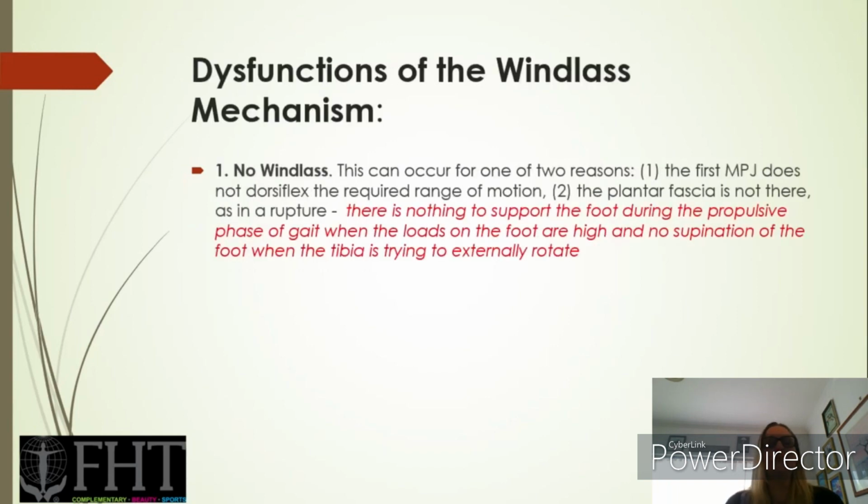So I'm going to talk about some of the dysfunctions of the windlass mechanism. Some patients will have no windlass, and this can occur for one of two reasons. Either the metatarsophalangeal joint does not dorsiflex the required range of motion, or the plantar fascia is not there, as in a rupture. So what does this mean? It means there is nothing to support the foot through the push-through phase of gait when the loads on the foot are high, and no supination of the foot when the tibia is trying to externally rotate.